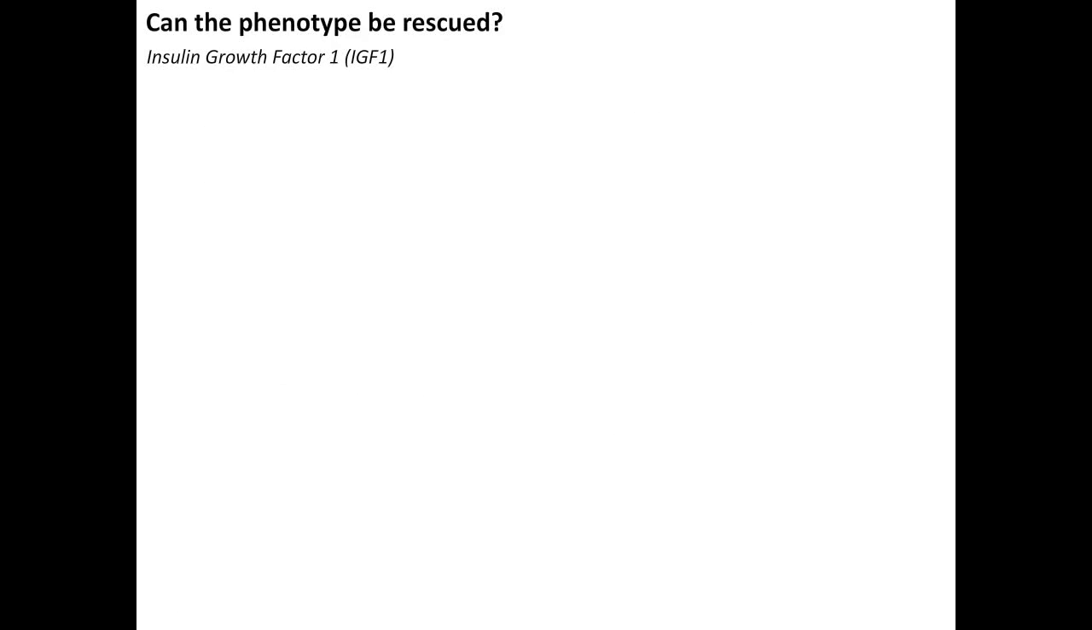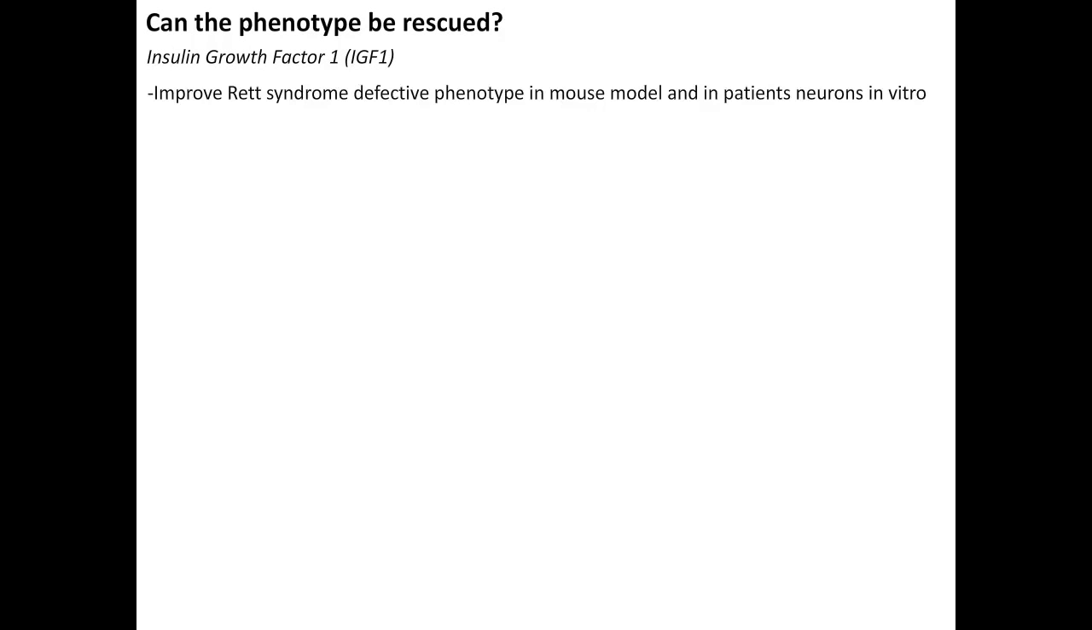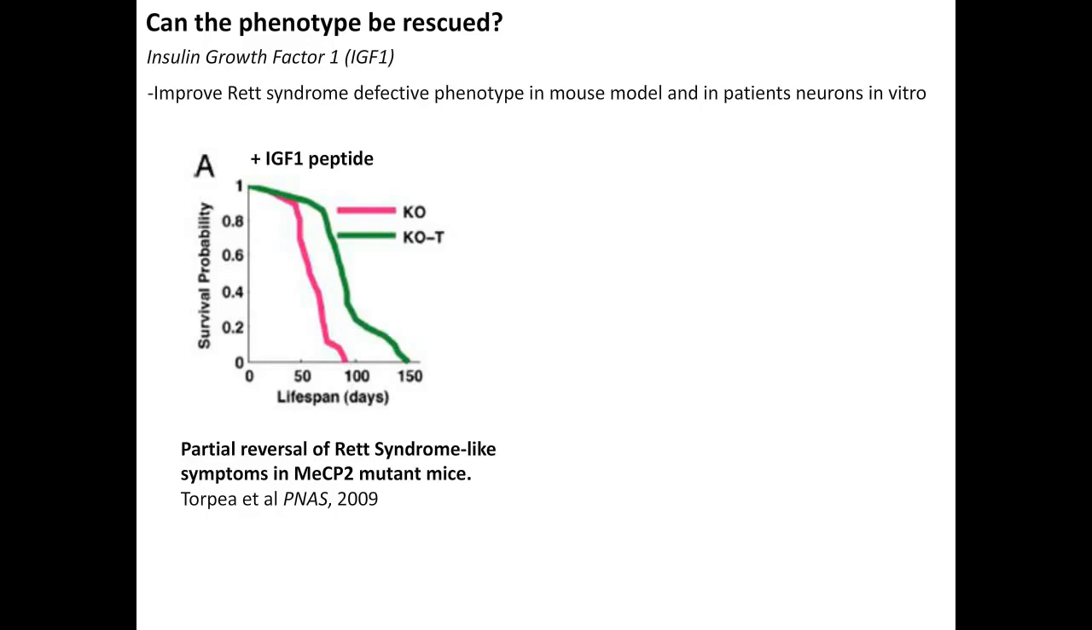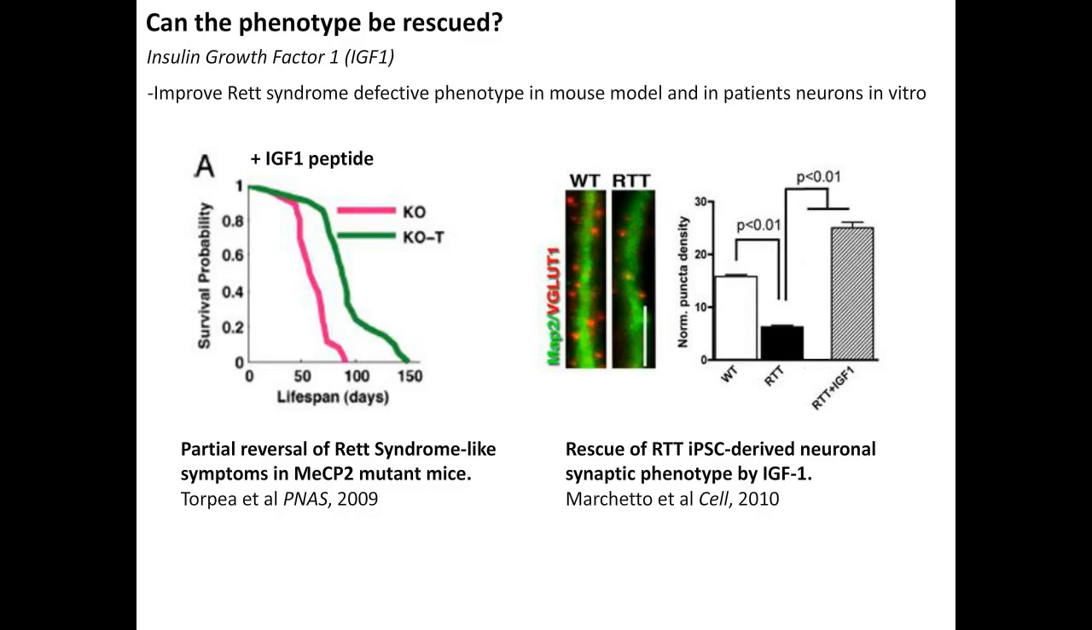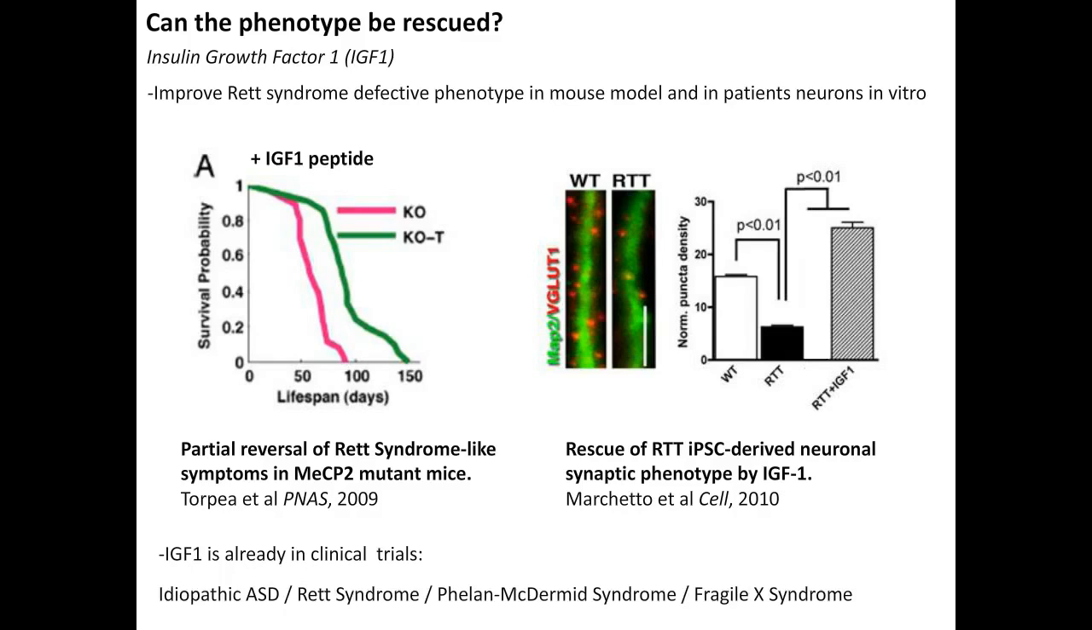Insulin growth factor called our attention for a couple of reasons as a candidate for rescuing effects. IGF-1 had been shown to improve Rett syndrome defective phenotype in mouse model and in patient neurons in vitro. And also, IGF-1 is already being used in clinical trials for idiopathic autism, Rett syndrome, Phelan-McDermid syndrome, and Fragile X.